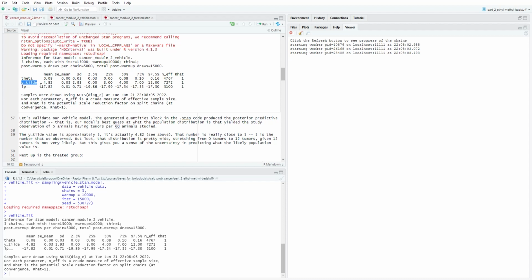And you can see that the mean is about 4.82. The median is about 4. And so the y tilde value is approximately 5. If you go by the median, it's 4. If you go by the mean, it's about 5. So we're going to say that, yeah, pretty much this model is, in fact, pretty well validated.